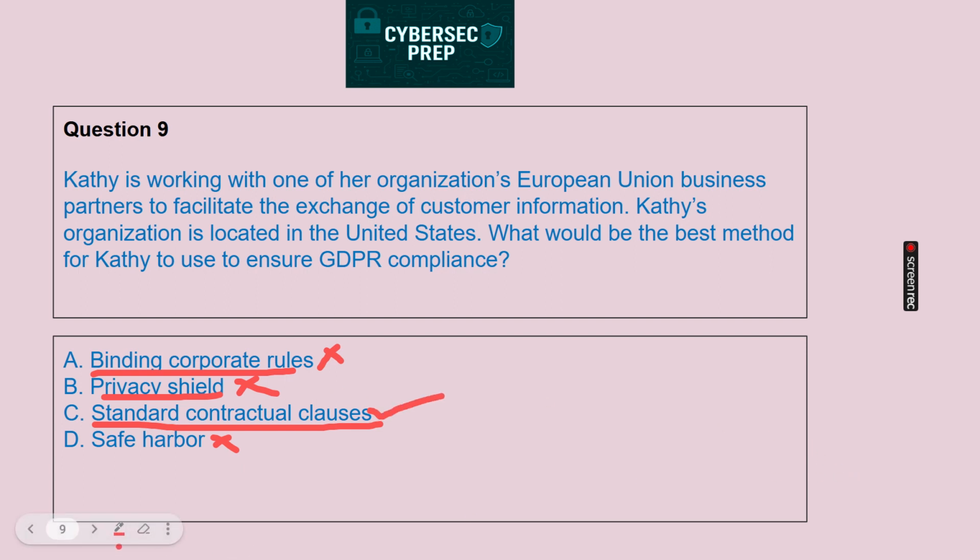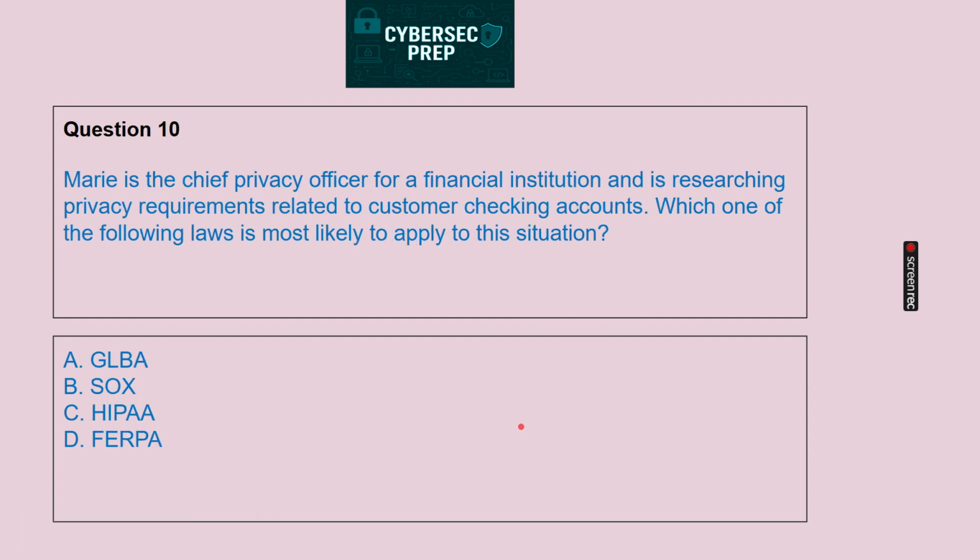Moving on to the next question. Mary is the Chief Privacy Officer for a financial institution and is researching privacy requirements related to customers' checking accounts. Which one of the following laws is most likely to apply to this situation? GLBA, SOX, HIPAA, or the last option, FERPA?